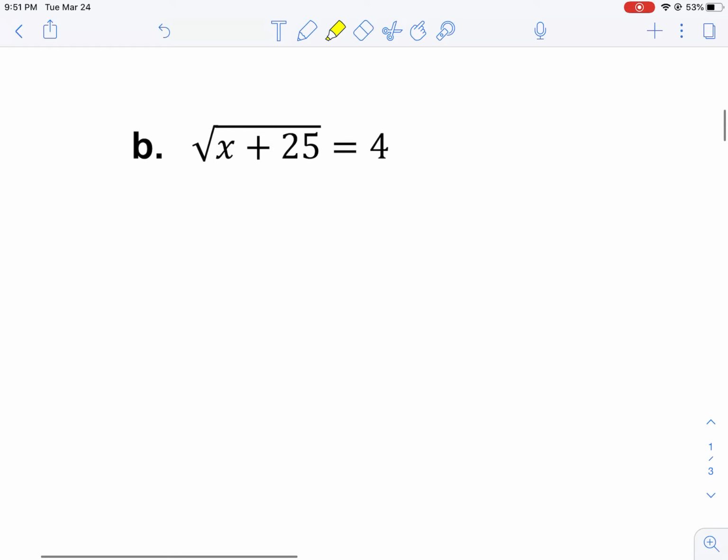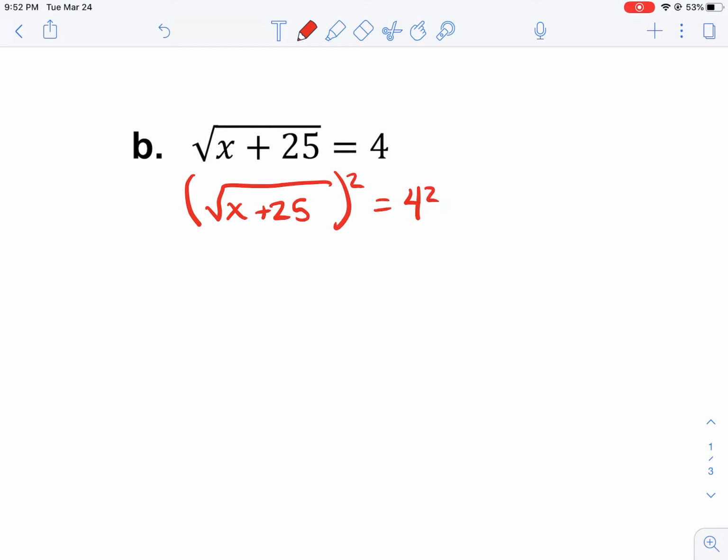So part B, again, as long as this is by itself, we're good to go. There's nothing outside of it. So we can just go ahead. Now, there's not a 2 here, but remember a square root is like having a 2 there. So to undo a square root, you're going to square it. And you square both sides. So you'll have x plus 25 equals 4 squared, which is 16.